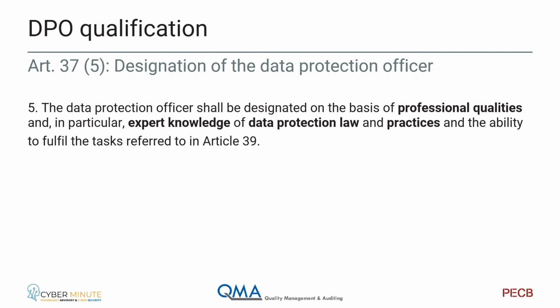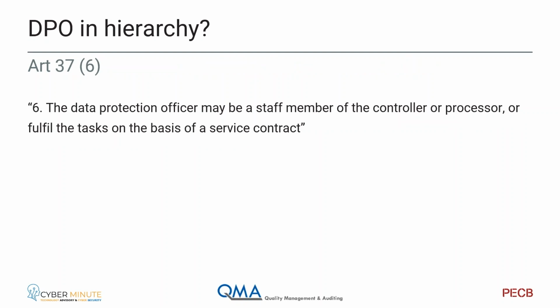So what does that mean in practice? If we move on, we'll see. It means, first of all, it can be somebody internally, a member of the staff of the organization, or it can be also somebody from outside of the organization. In this case, there needs to be a clear service contract in which it states what the responsibilities of this external DPO would be.